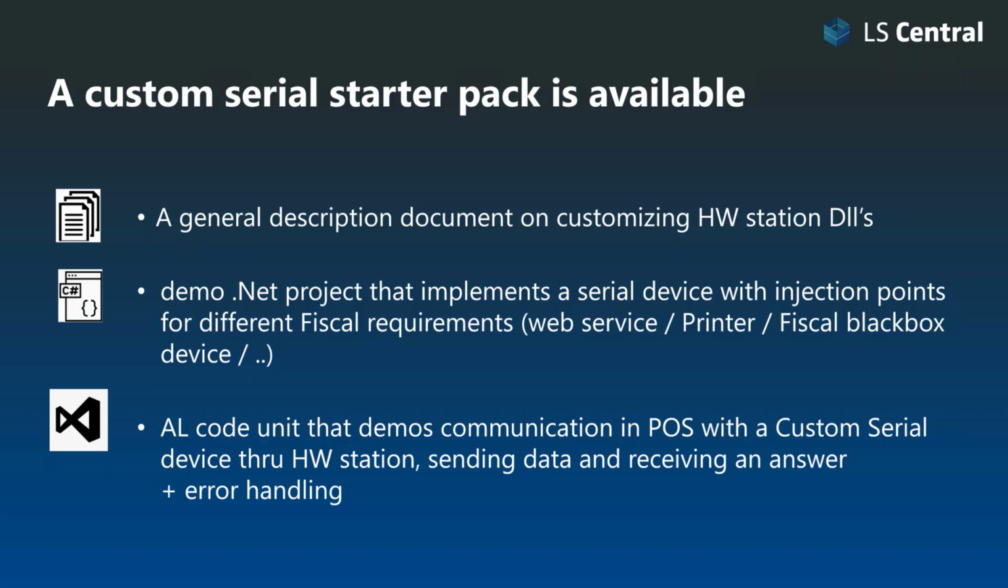Now, in this demo, this is using the file command in the operating system to do something, but it can be replaced by whatever implementation you want. And lastly, this demo includes an AL code unit that shows the code that would be used in the POS in AL, and it shows how, from the POS, to communicate with this custom serial device, how to send data to it, how to receive data from this device, and also how to implement some error handling.